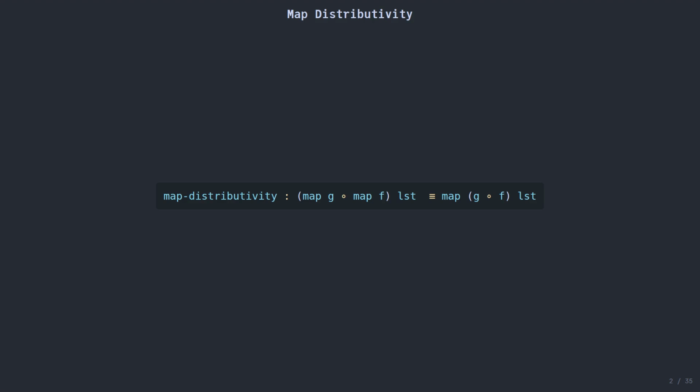The first one is called map distributivity. It says the following: if we apply the function g to every element of a list, and then apply f to every element of that result, we get the same outcome as applying f composed with g directly to the original list. In other words, mapping g and then mapping f is the same as mapping their composition. We do not need to prove this law ourselves. The standard library already provides an equivalent statement.